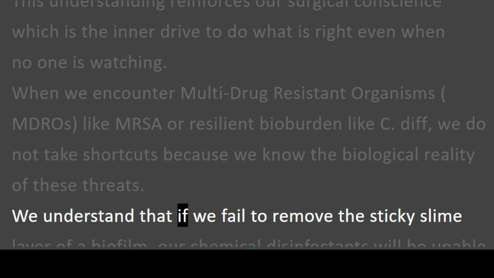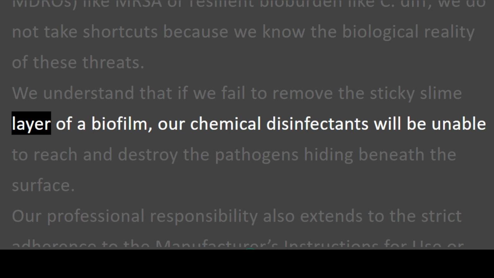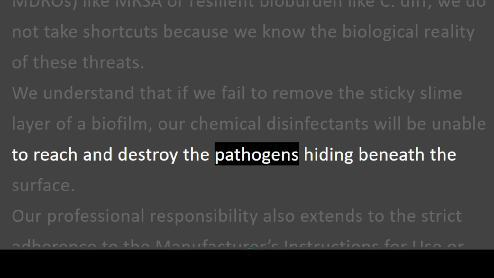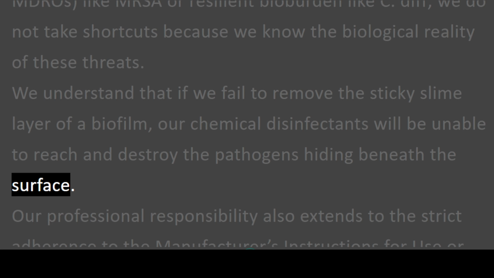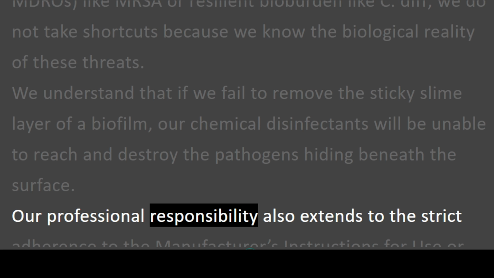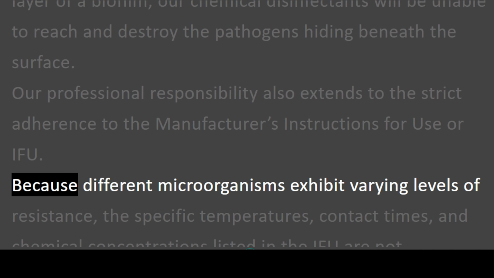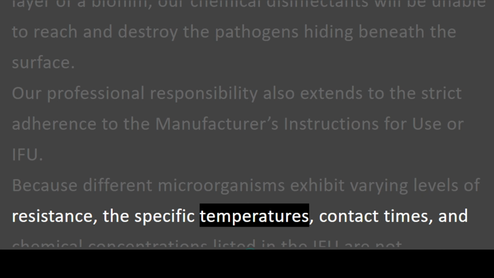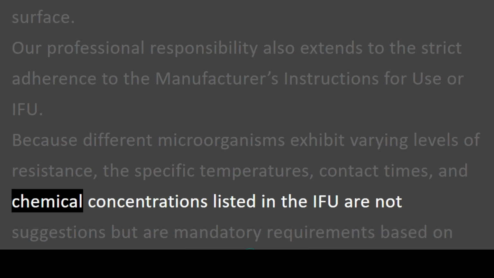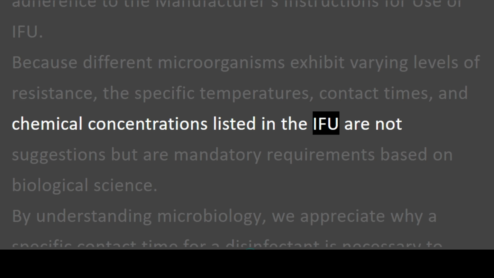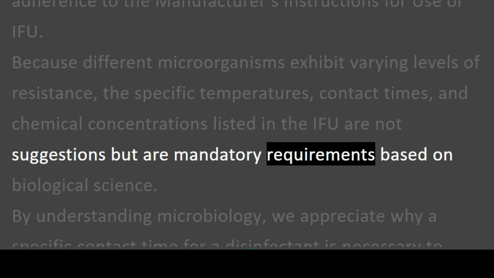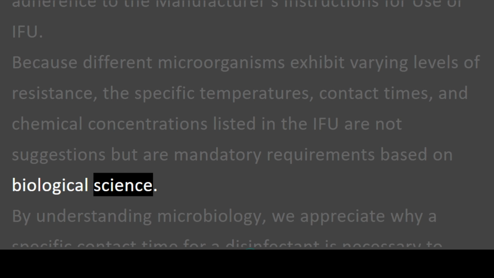We understand that if we fail to remove the sticky slime layer of a biofilm, our chemical disinfectants will be unable to reach and destroy the pathogens hiding beneath the surface. Our professional responsibility also extends to the strict adherence to the manufacturer's instructions for use, or IFU. Because different microorganisms exhibit varying levels of resistance, the specific temperatures, contact times, and chemical concentrations listed in the IFU are not suggestions but are mandatory requirements based on biological science.